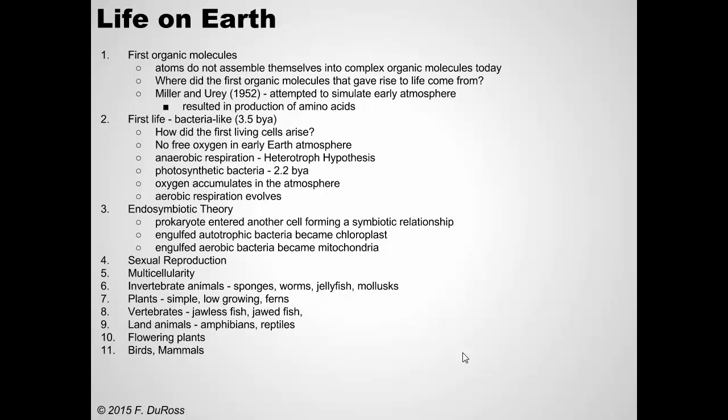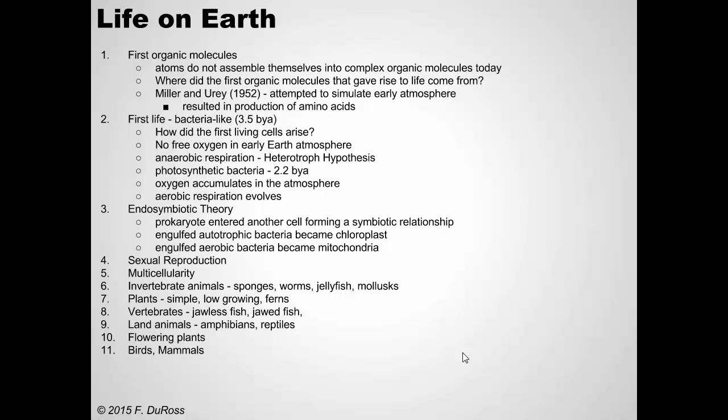So where did these first living cells arise from? Well, there was no oxygen in the Earth's early atmosphere. Okay, there was no oxygen. So these original bacteria-like organisms relied on anaerobic respiration, respiration without oxygen. This is called the heterotroph hypothesis. Okay? And then over time, these bacteria developed photosynthesis. Photosynthetic bacteria appeared about 2.2 billion years ago.